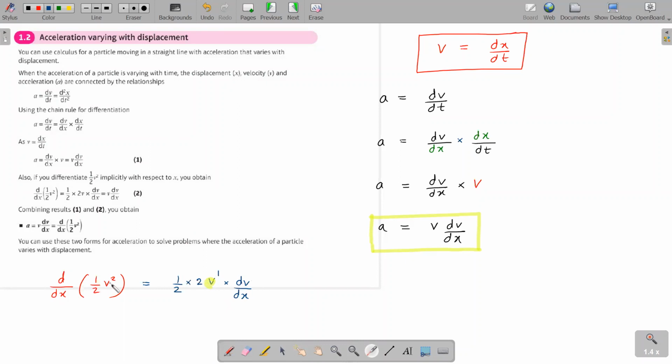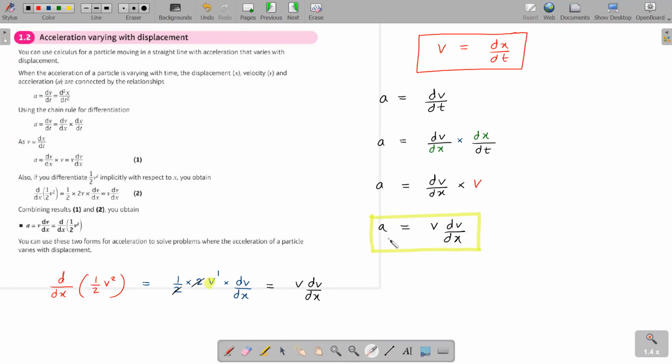When you have half V square to differentiate with respect to x, you use normal differentiation where the power gets the first priority. The half stays here, the power 2 comes forward, and you subtract 1 from the power. After you are done with the power, you go in and differentiate this V with respect to x, and you get dV by dx. The half and the 2 cancel out, so we get V dV by dx. Can you see this exact same value I get here? So that's what they are saying here.